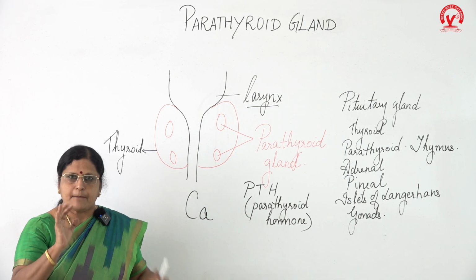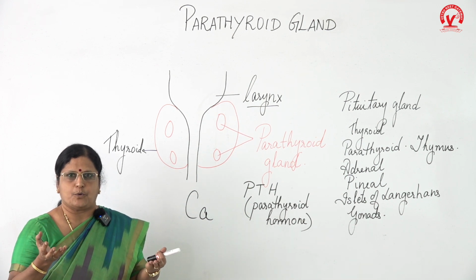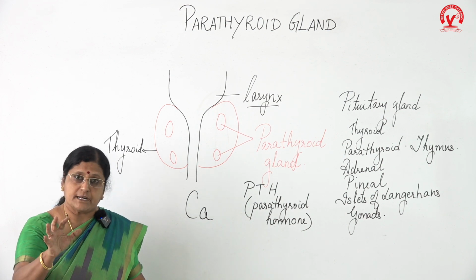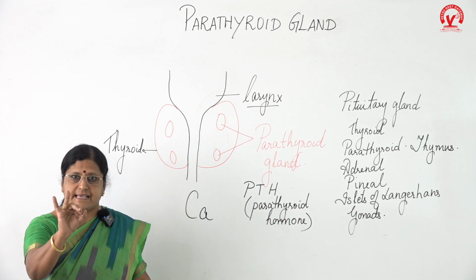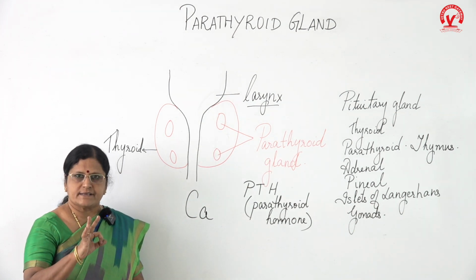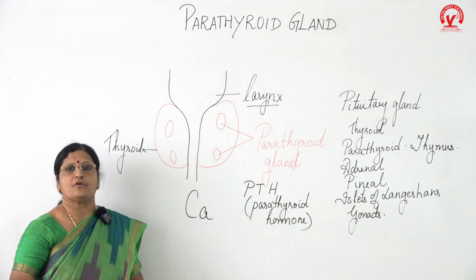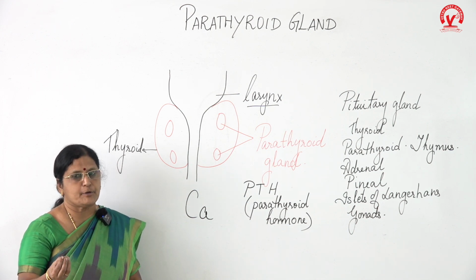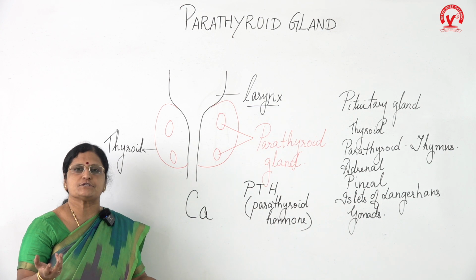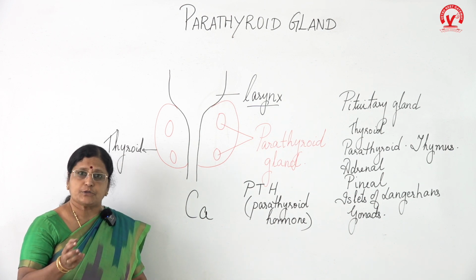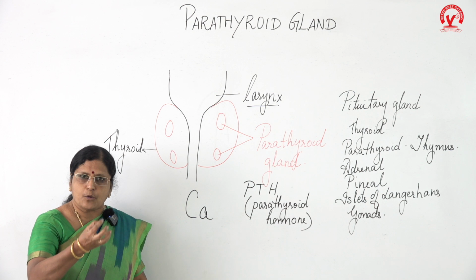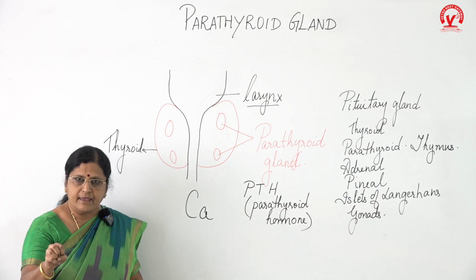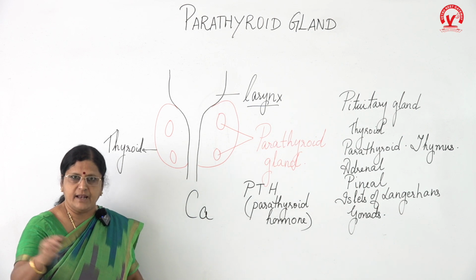Secondly, the bones manufacture calcium also, and deposit it. Whenever there is a lack of calcium, the bones will get weak. So that is the second one. And the third one is reabsorption of calcium from the renal tubule. What is the renal tubule? The tubules which are present inside the kidney. So these are the three methods by which calcium is brought into the blood, and thereby it maintains the calcium level.